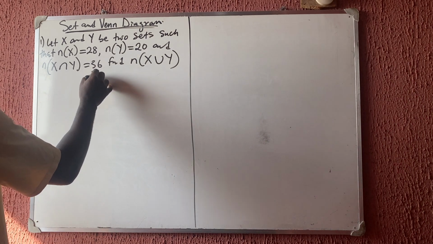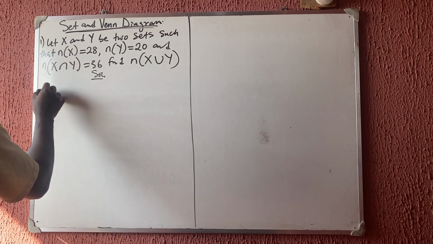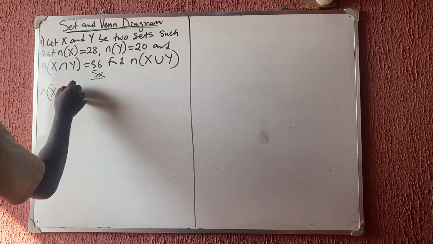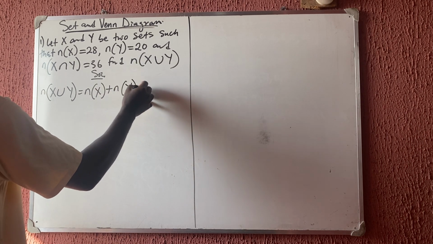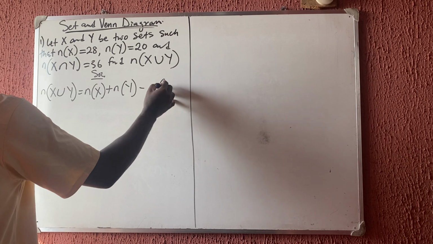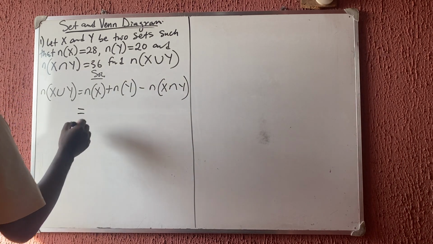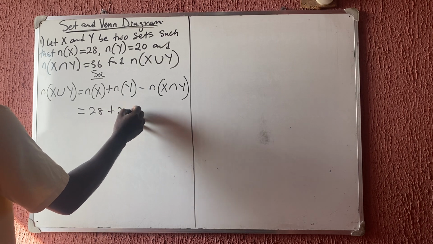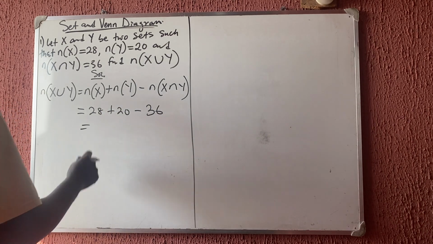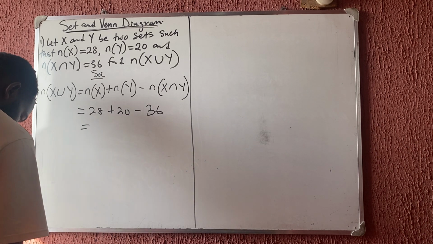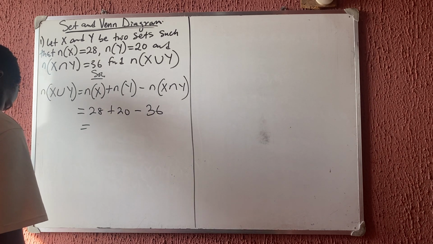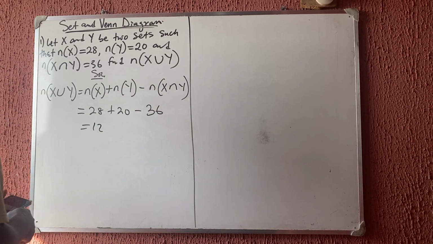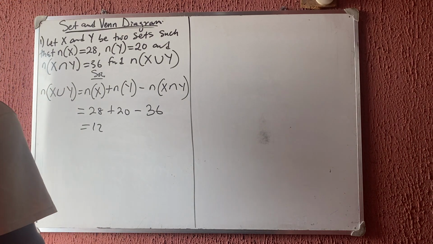This is a very simple question. Solution: you need to know a formula that says the number of elements in x union y is equal to the number of elements in x plus the number of elements in y, minus the number of elements in their intersection, x intersection y. So you're going to have 28 plus 20 minus 36, which is 12. So that is that. We move to the second question.